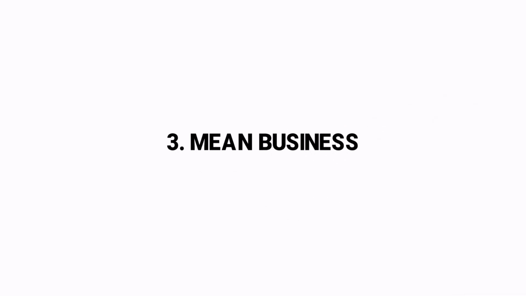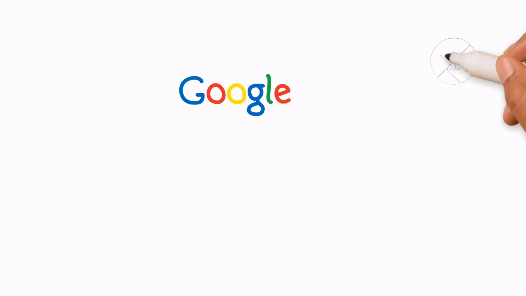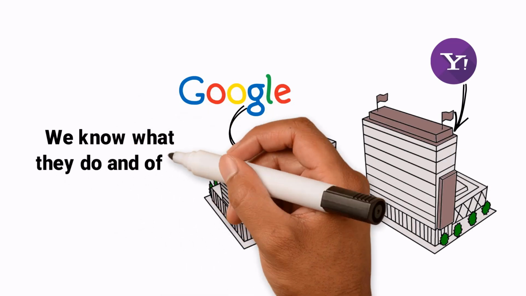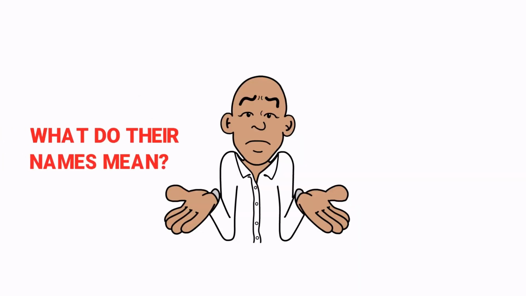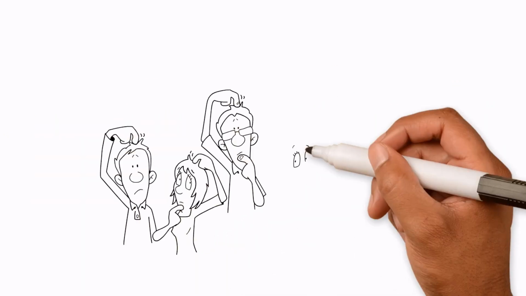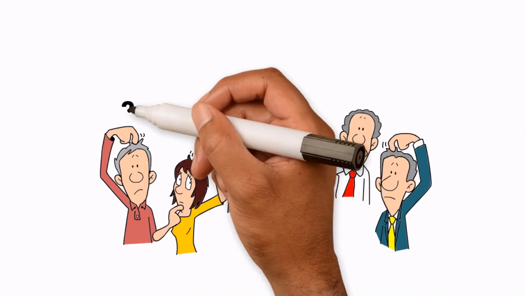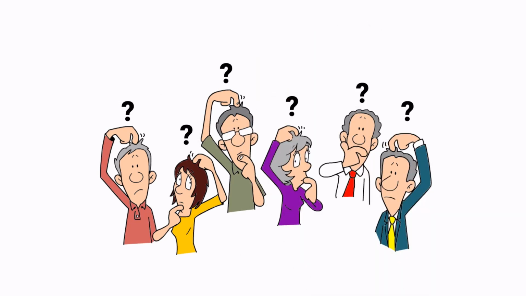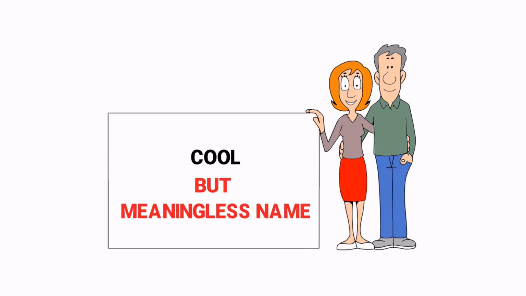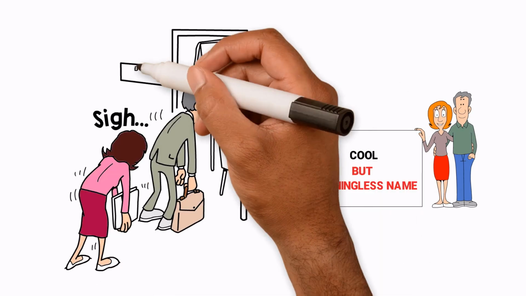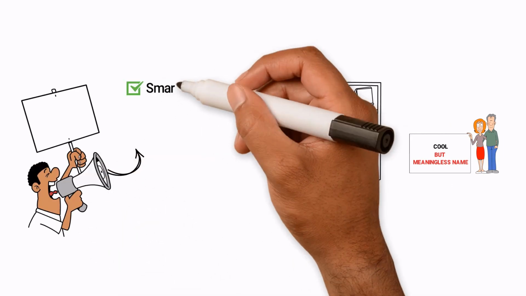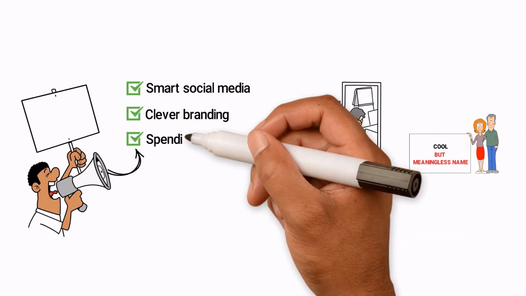3. Mean business. Google and Yahoo are two of the biggest companies in the world, and we all know what they do and what they offer customers. But what do their names mean? What do they have to do with the business? If both companies were just starting out now, we wouldn't have a clue what their core business was. If you pick a fairly cool but ultimately meaningless name, be prepared to work extra hard to explain what the company does. This could mean some smart social media, clever branding, or spending a lot of money on advertising.